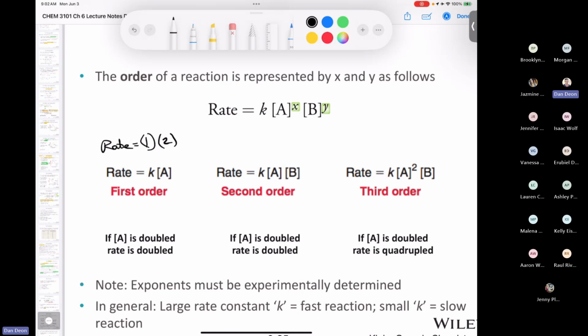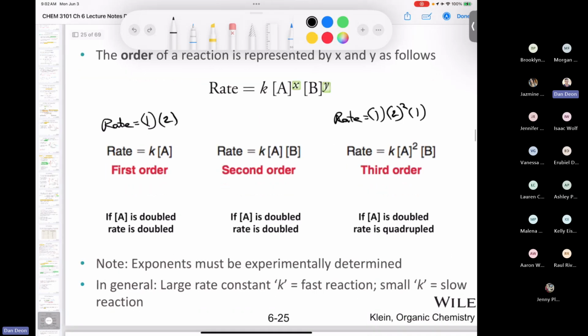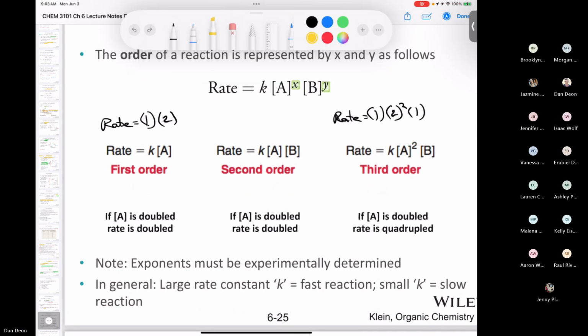If you were to try the same thing over here, let's say your K was 1, we'll just make up a number, and A was 1 squared times 1. Well, that would give you a rate of 1. But then if you doubled A, you'd get 1 times 2 squared, which is 4, times 1, which is 4. So you'd get a quadrupling of your rate, okay? So the general idea is that if you have a big K for your rate law, a big rate constant means it's going to be a fast reaction. And if you have a small K, it's going to be a slow reaction, generally speaking, okay?